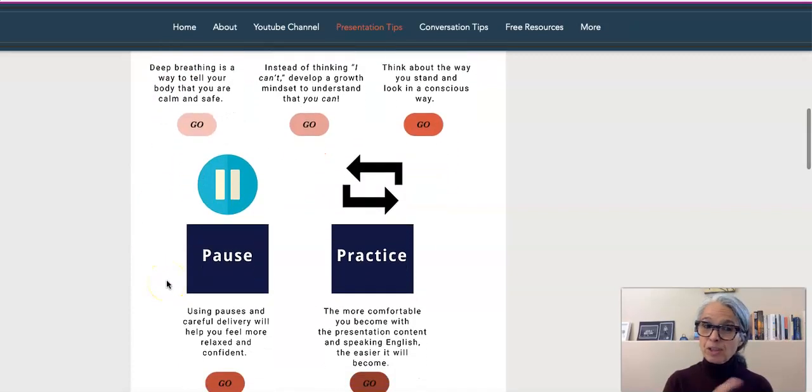It is also important to pause. Pausing helps your audience to think about what you were saying, right? It also helps you with controlling your nerves because it gives you time to breathe, right? And again, we go back to that first tip, that of practice. The more you practice, the more relaxed you feel when you are presenting a topic of your choice.